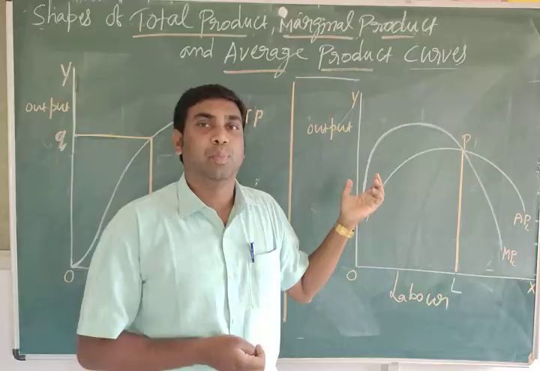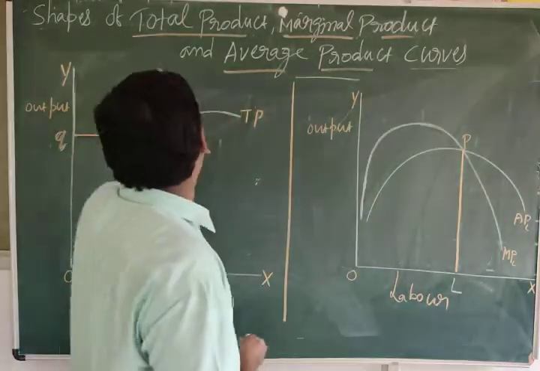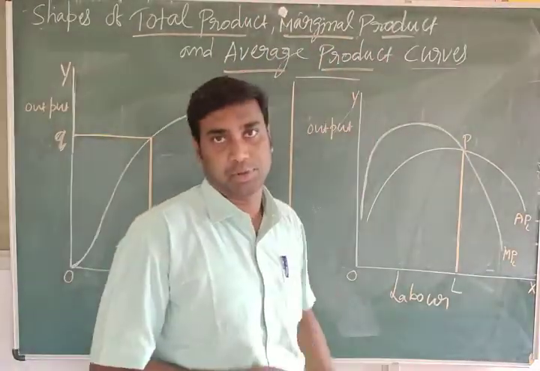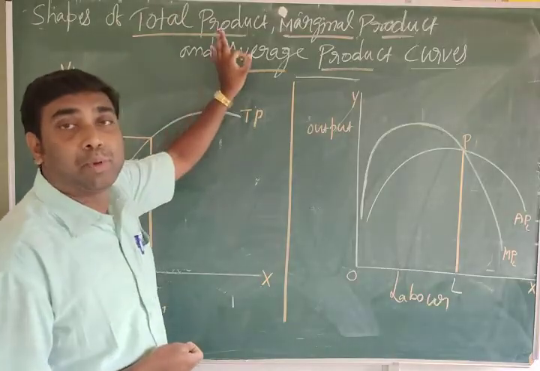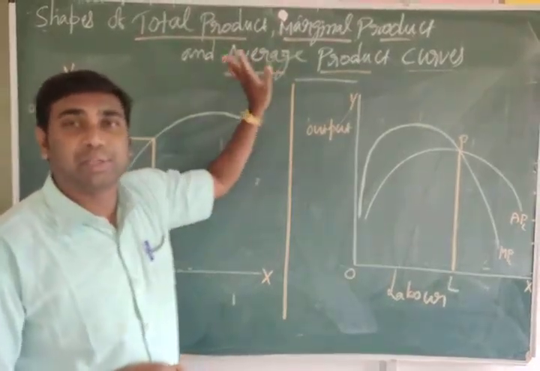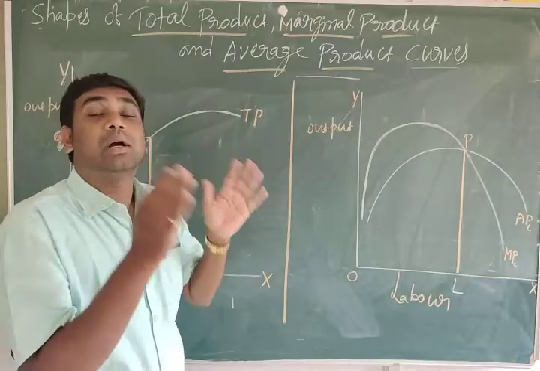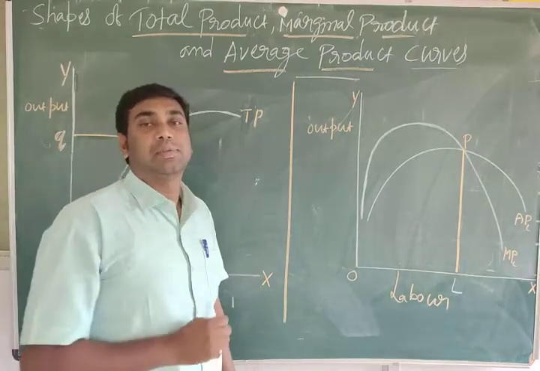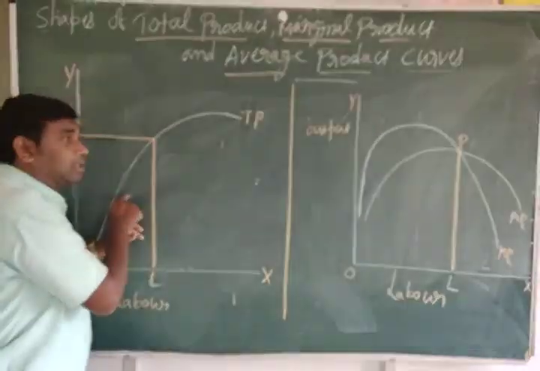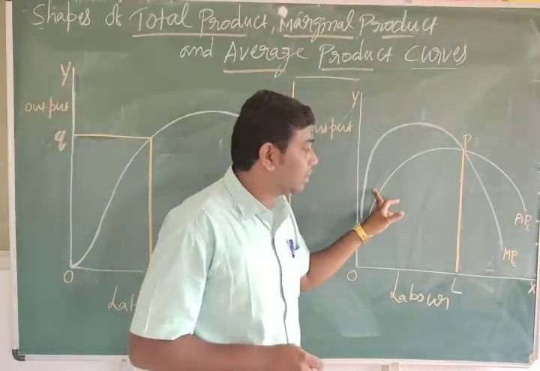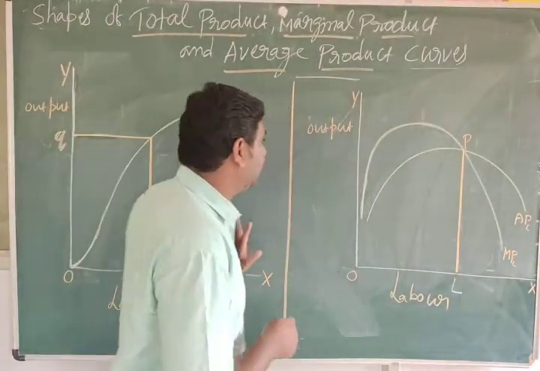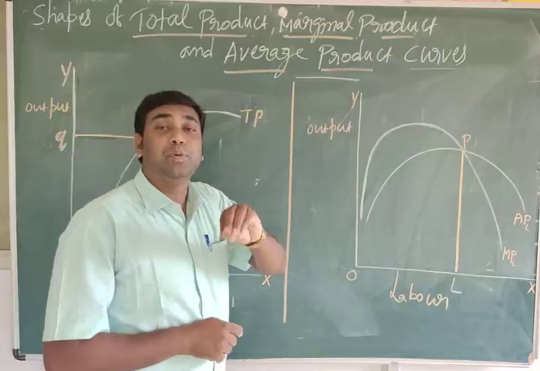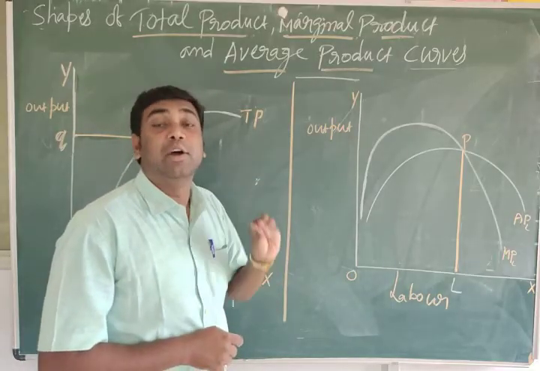So here is another important topic or concept, that is the shapes of total product, marginal product and average product curves. Once again, shapes of total product, marginal product and average product curves. So how should the curves look? Already in the previous class you observed the diagram of the total product curve, average product curve and marginal product curve. These shapes are based on fixed inputs and variable inputs.